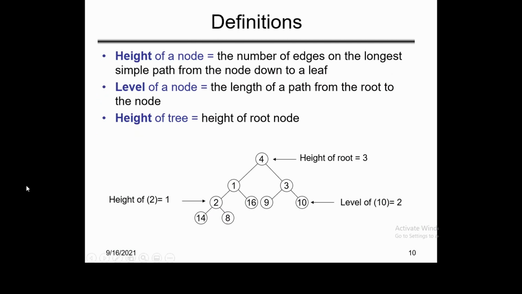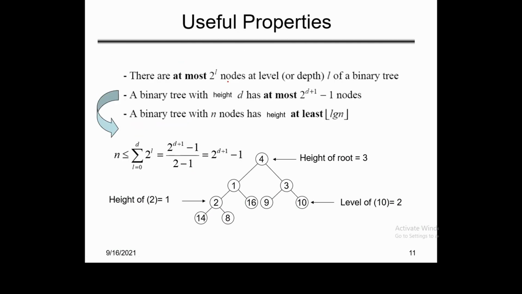So this is the height of a node, the level of a node, and the height of the tree. Now, some other useful properties. There will be at most 2^L nodes at level L, or depth L, of a binary tree. When we discussed the recursion tree, we calculated the total number of nodes. It is a binary tree, so every node will have a maximum of 2 children. The maximum number of nodes at any level will be 2^i, where i is the level number. In the case of level 0, the total nodes will be 2^0, then 2^1 at the next level, then 2^2. So this is the maximum number of nodes at any level or depth.